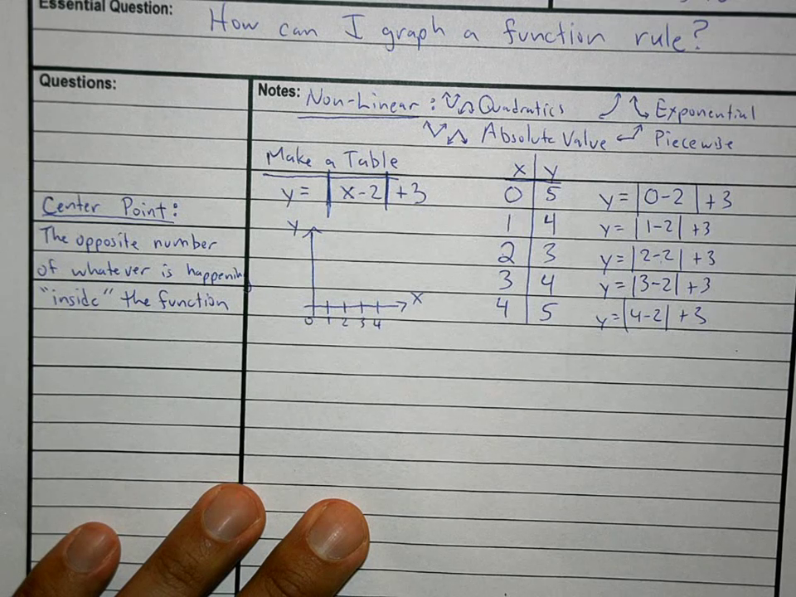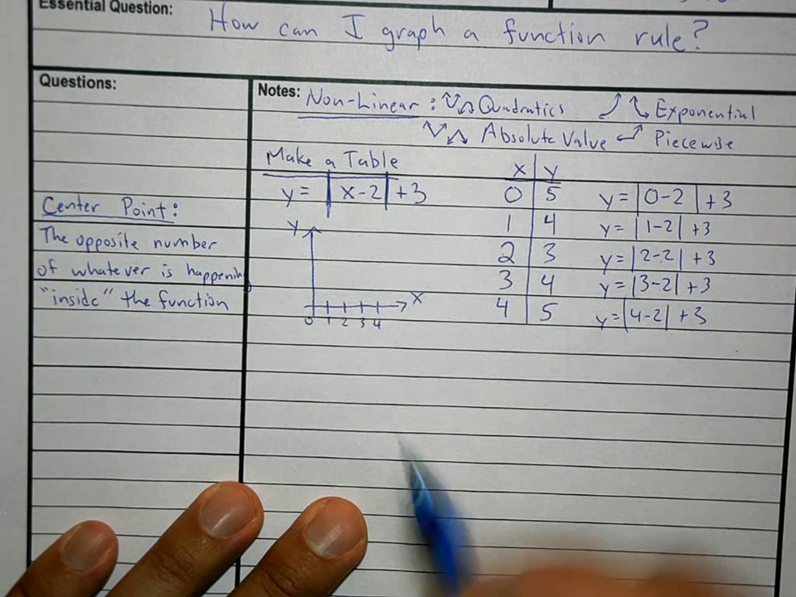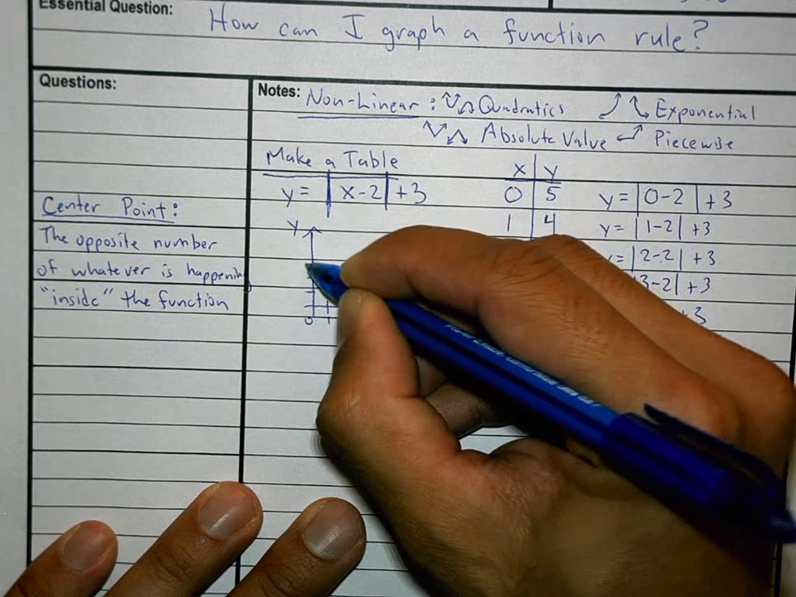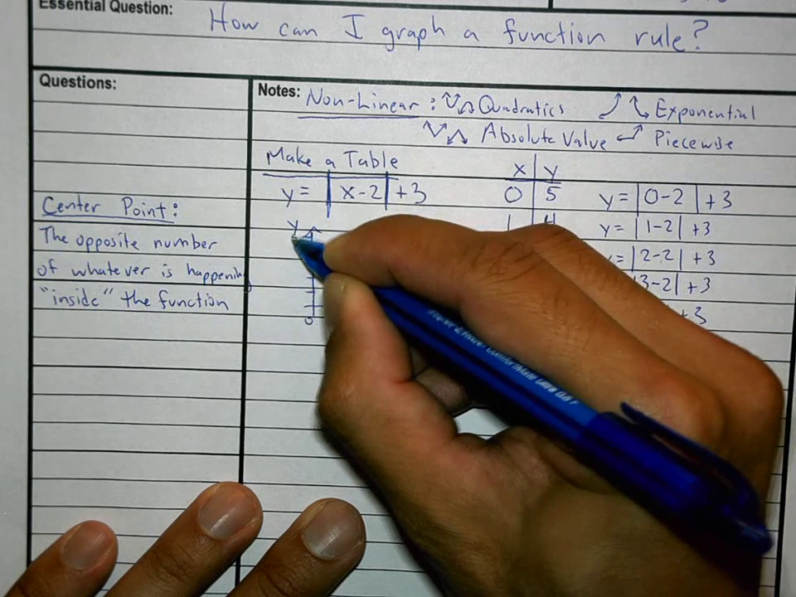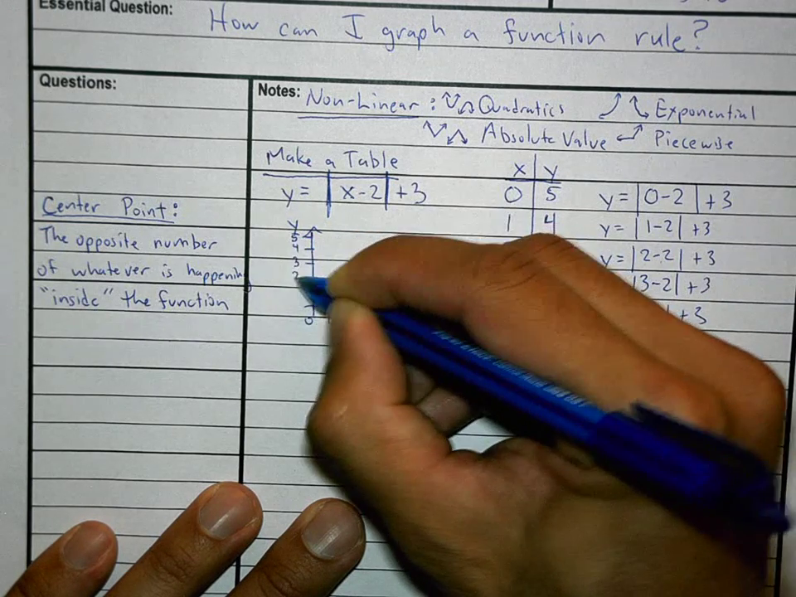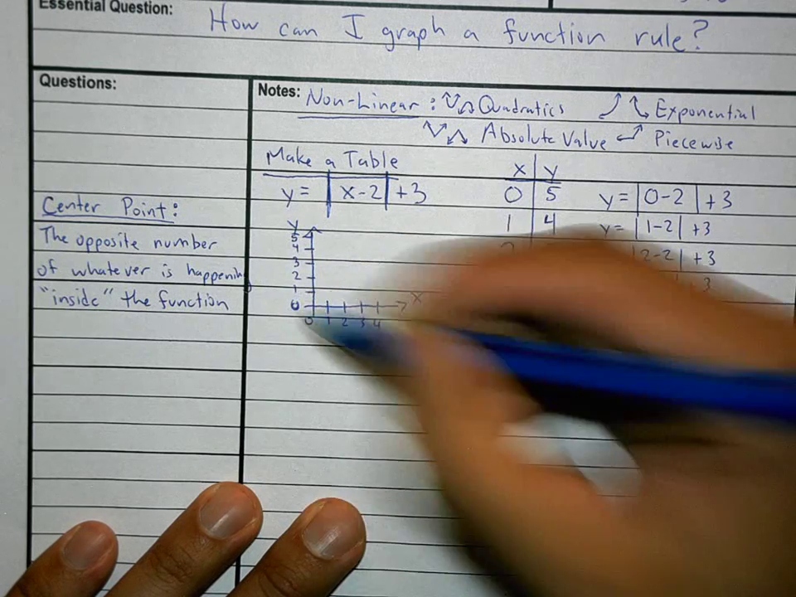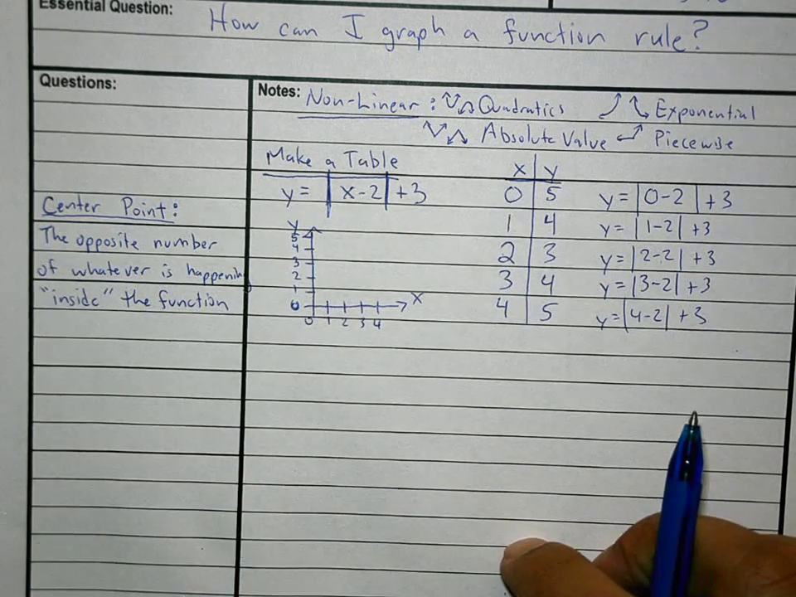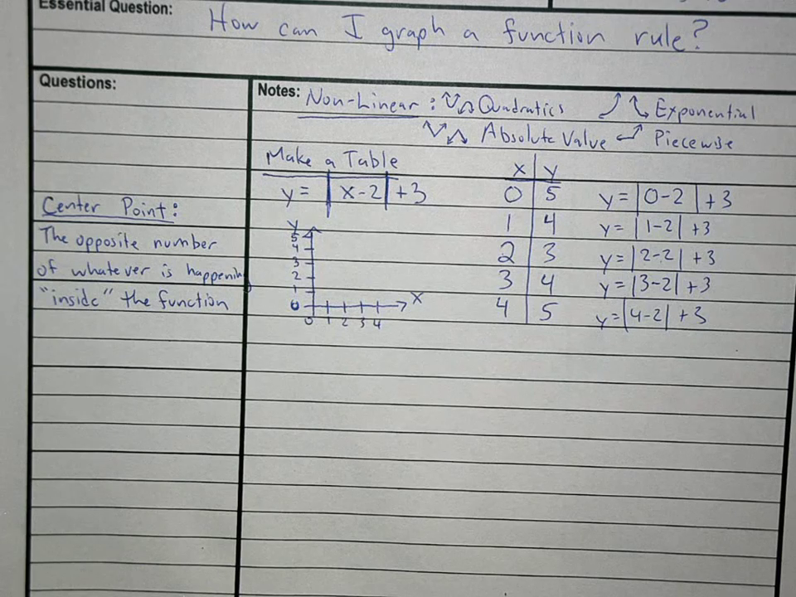What's the biggest y I have to go to? So I'm going to count up to at least 5. 1, 2, 3, 4, 5, and then I'm going to number them as well. And then all I have to do is plot my points. And if I do it right, it should resemble the thing that I know it should be from unit 0. This should be an absolute value V-shaped graph.